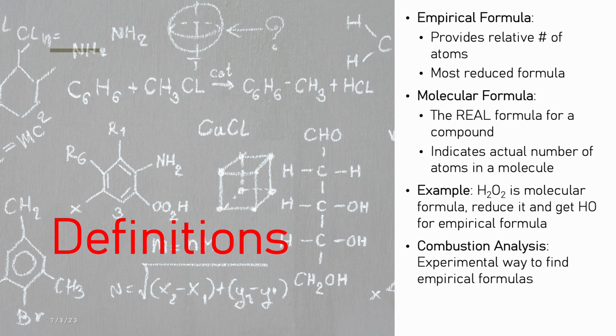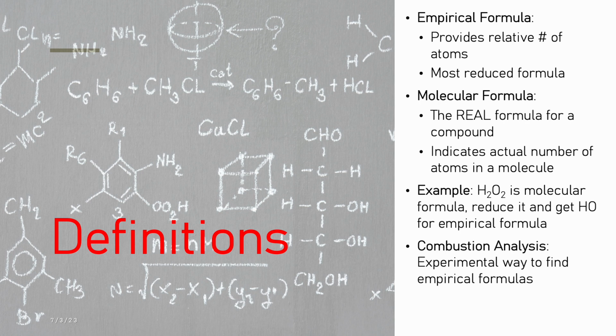An empirical formula provides the relative number of atoms in a formula. It is the most reduced formula, so this is not necessarily the real formula. I'll give you some examples in a minute. The molecular formula is the real formula. It indicates how many atoms are actually in a molecule.